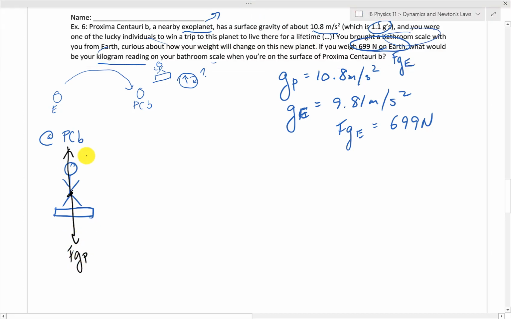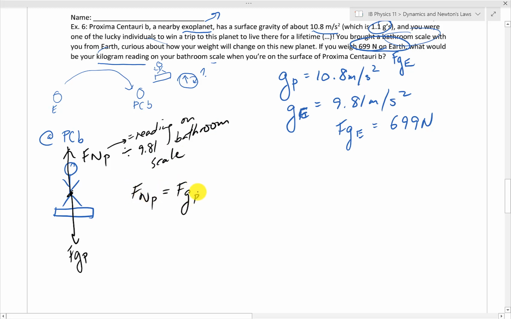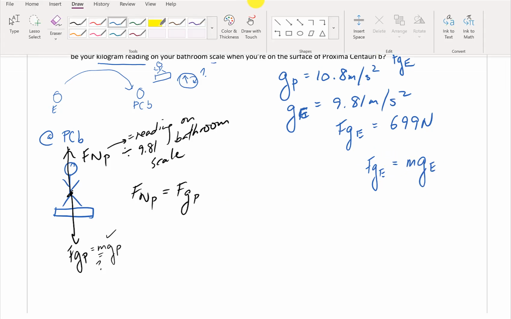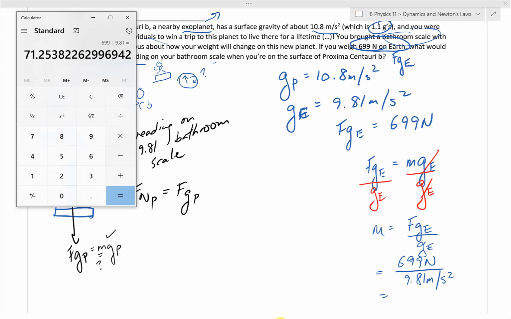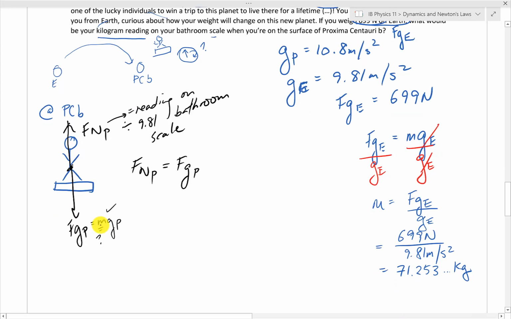First, we have him standing on the scale, his weight, and the normal force that the bathroom scale is exerting on him. Remember that in order to find the mass reading on the scale, we need to take the normal force divided by 9.81, because his bathroom scale thinks it's on Earth where the gravity is 9.81. To do that, we need the person's weight, and we need the mass for the weight. The way to find the mass is to go over to Earth, using the weight on Earth to calculate the person's mass. Dividing by 9.81, we get the mass is roughly 71 kilograms.